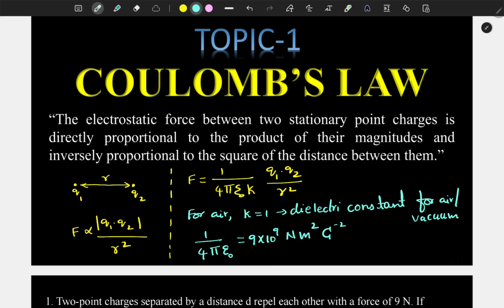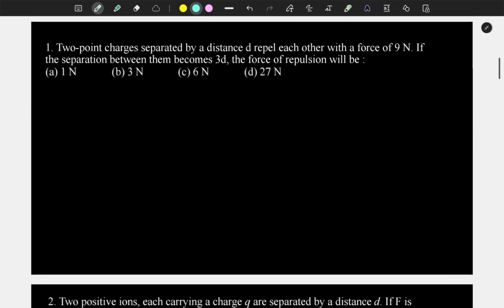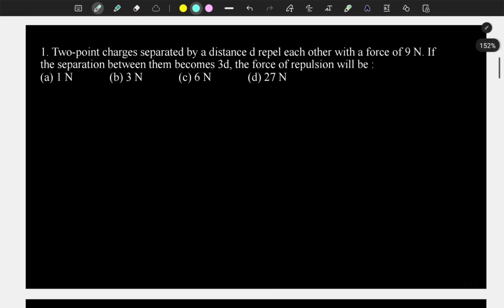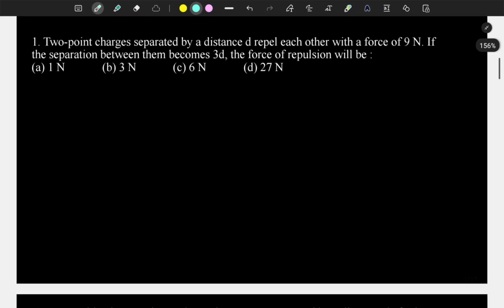So this is the first topic, based on which I am going to solve a few questions. Let us start with the first question that we have here. The first question is: two point charges separated by distance d repel each other with a force of 9 newtons. If the separation between them becomes 3d, the force of repulsion will be.